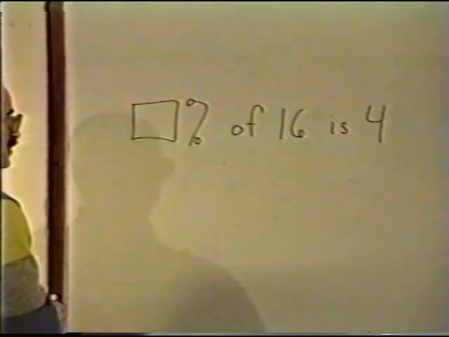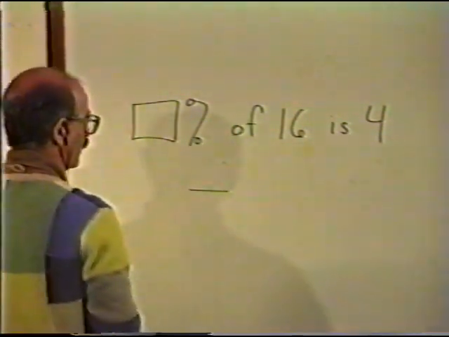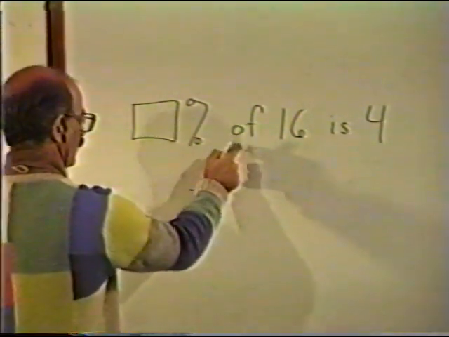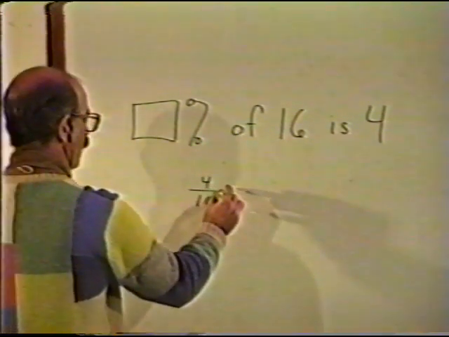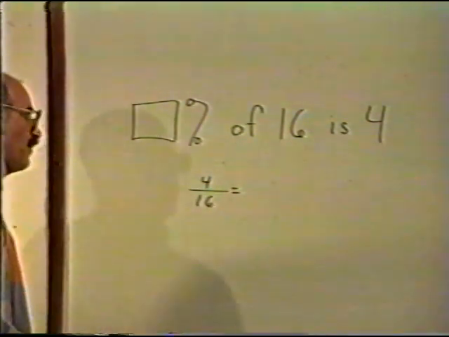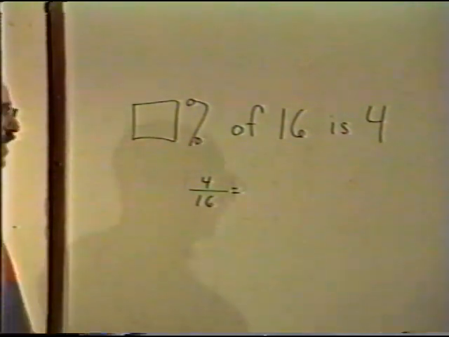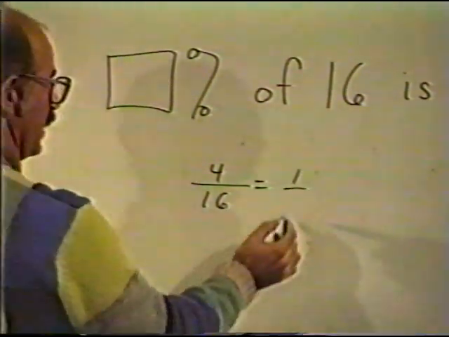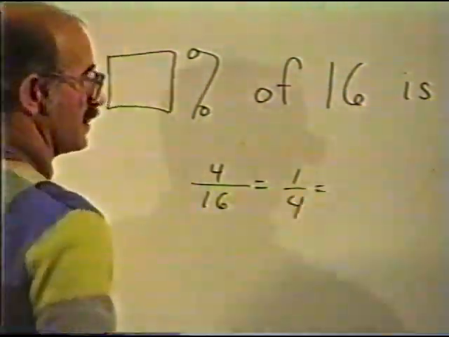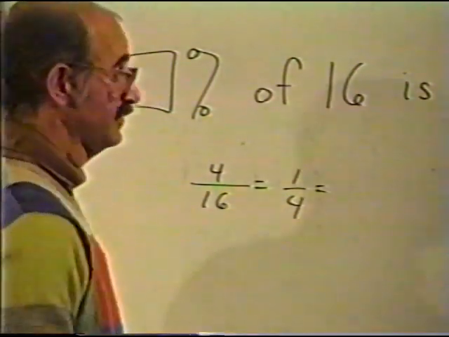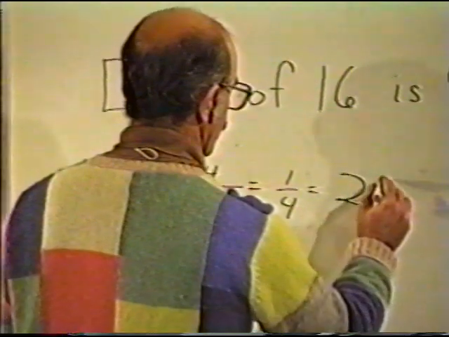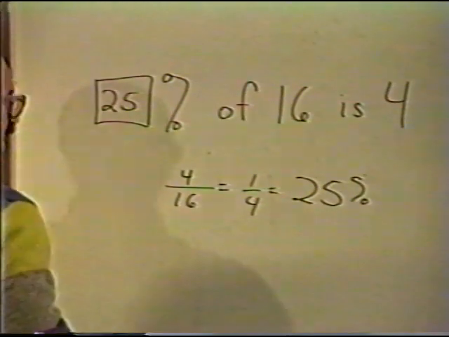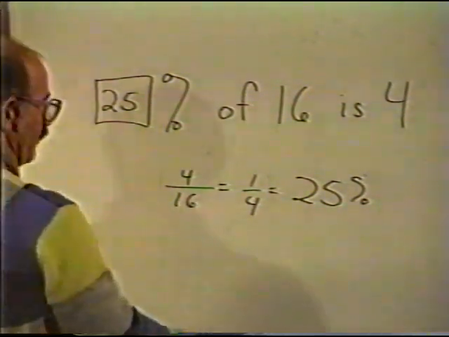Well, we have to make a fraction. What number goes on the bottom? 16. Because it came after the word of, and on the top we have 4. Let's reduce that one. We can hit top and bottom with 4. 4 into 4, 1. 4 into 16, 4. 1/4 is equal to how much percent? 25%. 25% of 16 is 4.